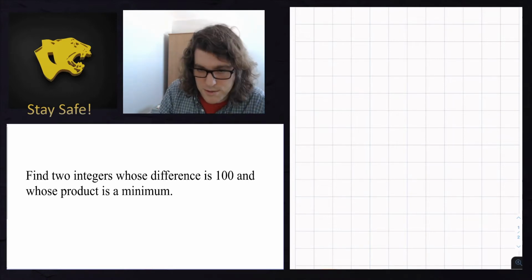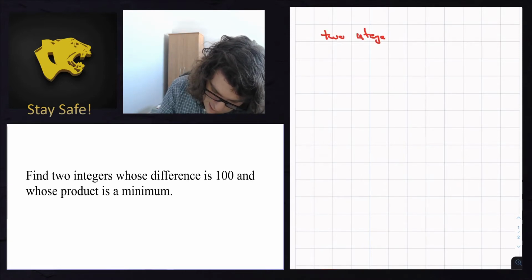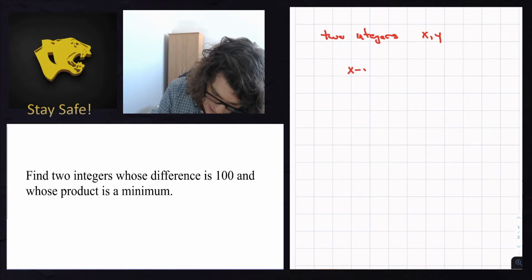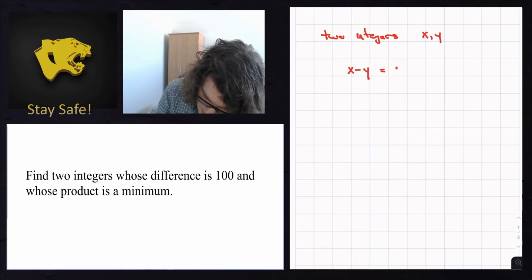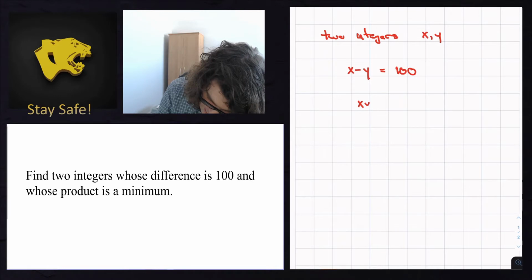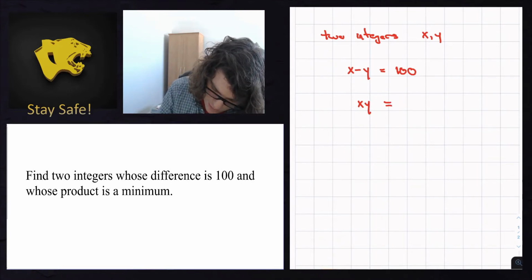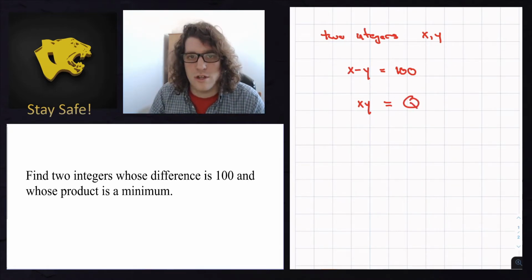So find two integers whose difference is 100 and whose product is a minimum. I'm going to say my two integers, hopefully they're integers, are x and y. Their difference, it doesn't really matter which one's larger, so I'm going to say x minus y is 100. And I'm also going to say that their product, xy, is a minimum. So xy is the quantity that I'm looking to optimize, and I'm going to call it Q for the time being.